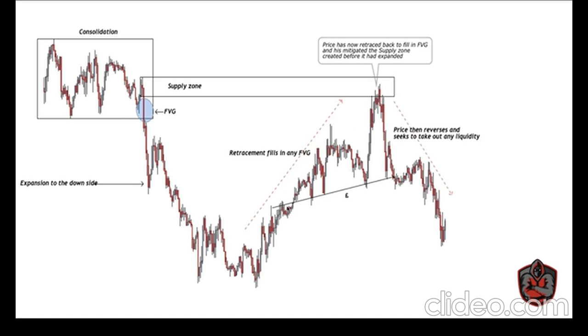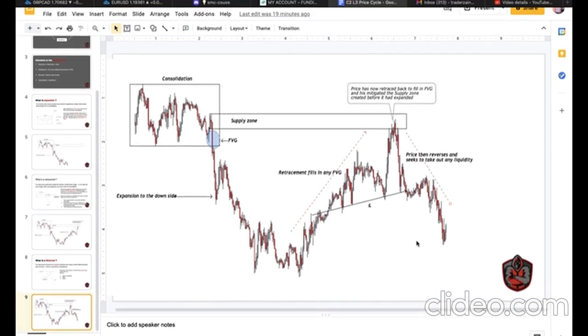What do we have here? Trend line. And what is that? Liquidity. What did the price do? Seeks to take it out. Now, that is literally all. These are the 4 concepts to understanding the price cycle. And I'm going to quickly show you guys examples before I wrap up this lesson.